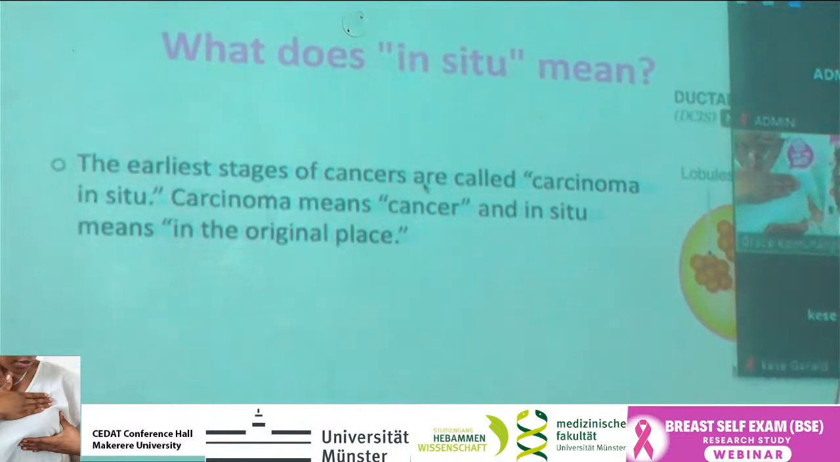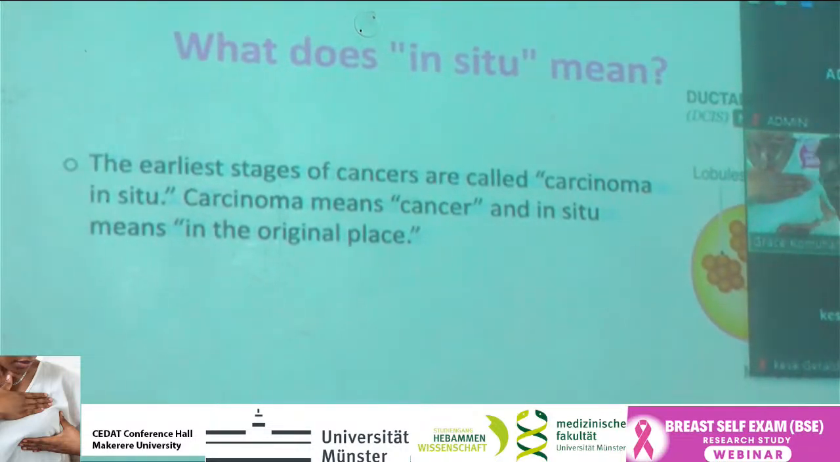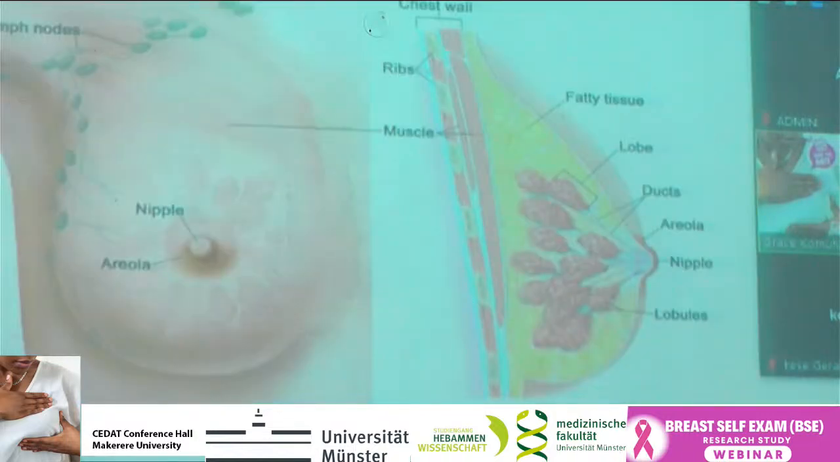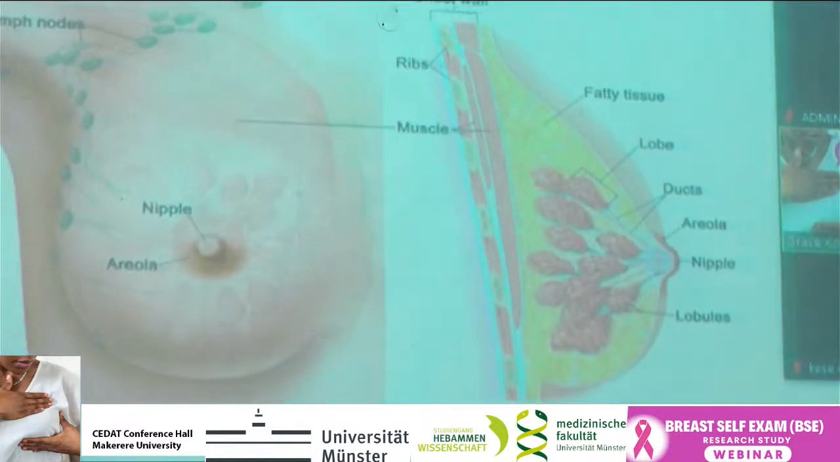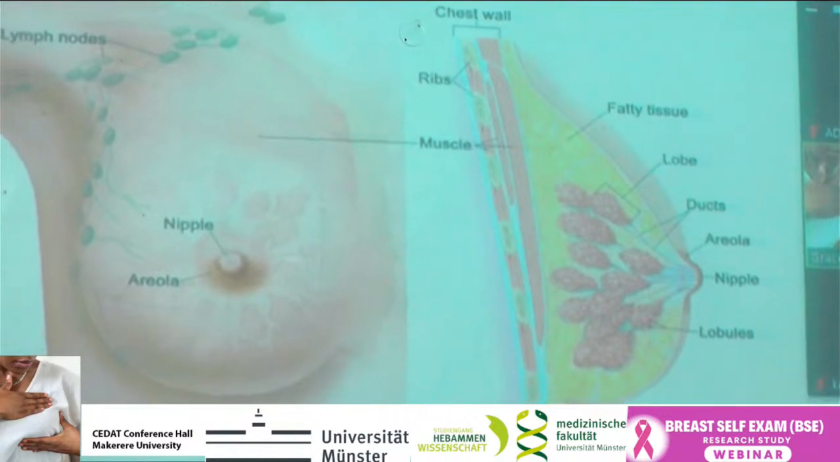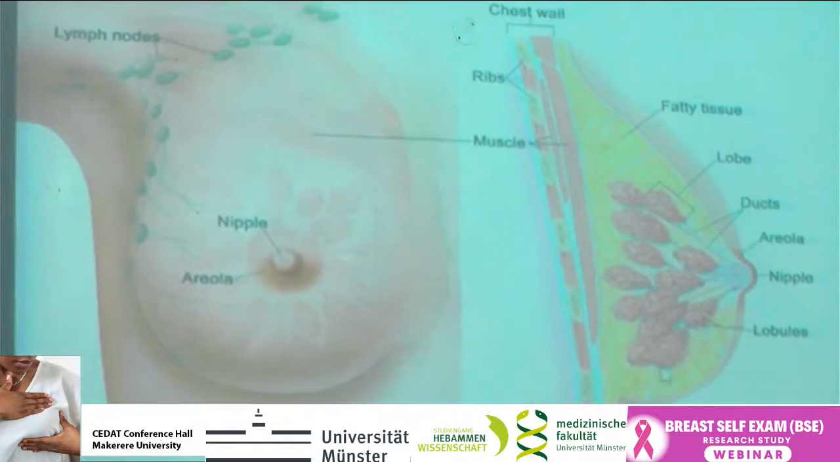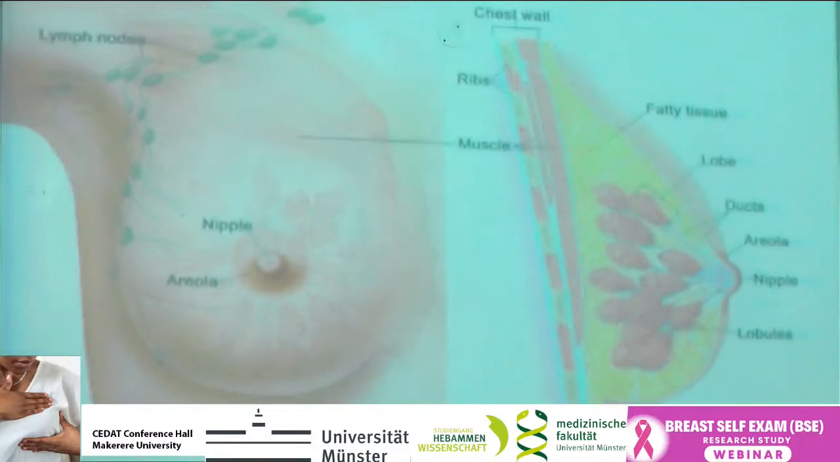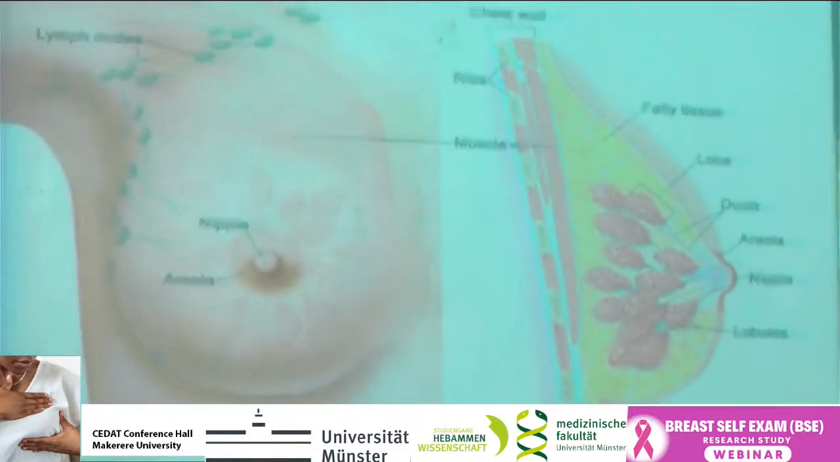So we are going to look at the anatomy of the breast so that we can fully understand the anatomy and physiology of the normal breast. As you can see, breast tissue is located on the anterior chest wall, so in front of the rib cage.